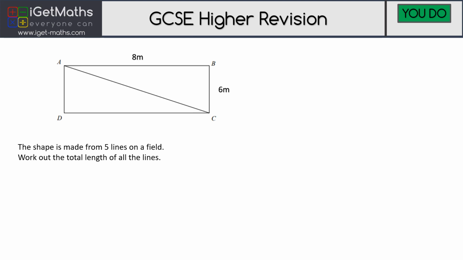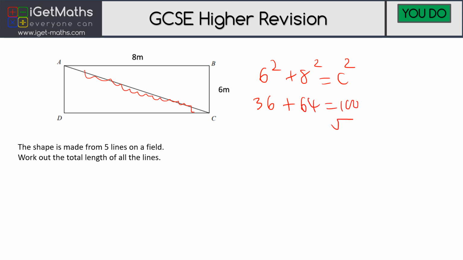Okay, so your question says the shape is made from 5 lines on a field. Work out the total length of all the lines. So you've got 8 and 6. Again, this is a Pythagoras question, where you're going to try to work out this long diagonal. So quite simply, you're just going to do 6 squared plus 8 squared equals c squared. 6 squared is 36 plus 8 squared, which is 64. That gives you 100. Square root the 100, and that gives you 10.